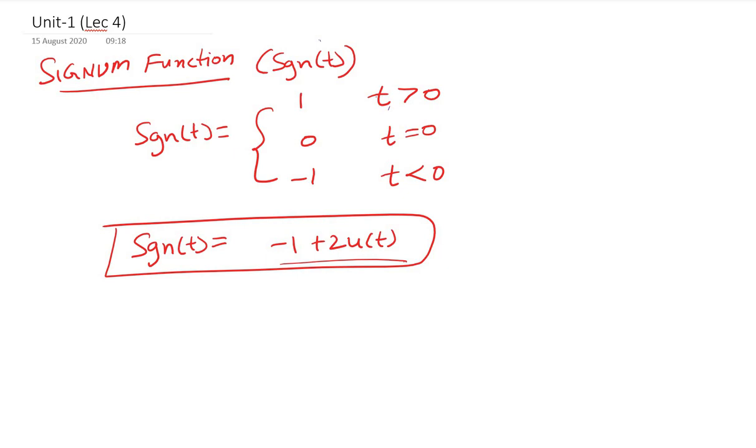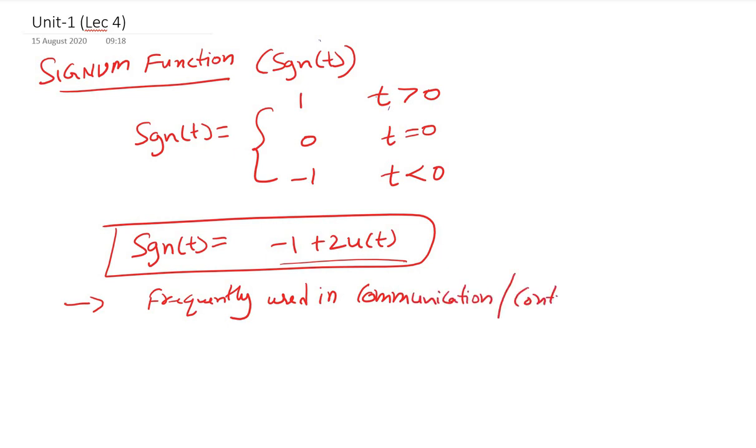The significance of the signum function is that it is one of the most often used signals in communication and control theory. So it is frequently used in communication and control theory.